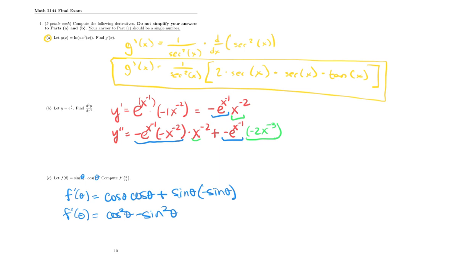Okay, and if I want to do f prime of pi over 2, I'll put in pi over 2. So that's cosine squared of pi over 2 minus sine squared of pi over 2. Okay, and cosine of pi over 2 is 0, and sine of pi over 2 is 1. So it should be 0 minus 1 squared, which is just minus 1.